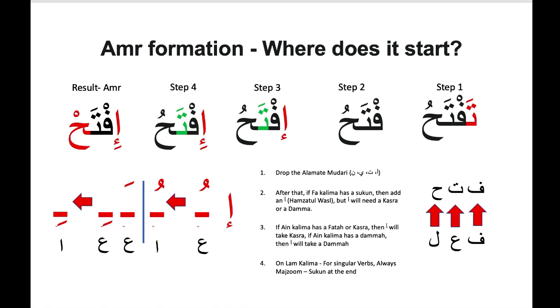So the meaning now stands like this. Fataha means he opened. Taftahu means you open or you will open. But when it is finally formed Amr, it means open. Iftah means open. You open. It's an order, it's a request, it's a command. Iftah. So Amr normally looks like that.